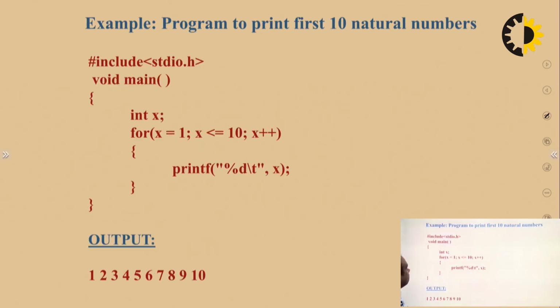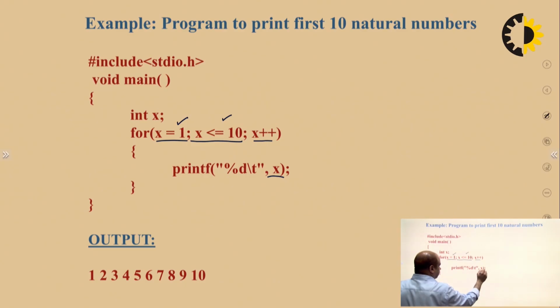Also, the example for printing 10 natural numbers is here: initialization is within the loop, condition checking is within the loop, and increment or decrement is within the loop. So the value of 1 is less than 10, so 1 will be printed. Again the value becomes 2, it is going to be incremented. Check here, 2 is less than 10, and so on up to 10. What are we going to see?